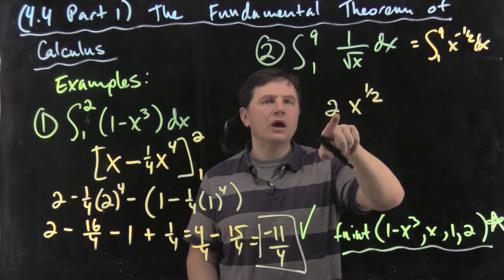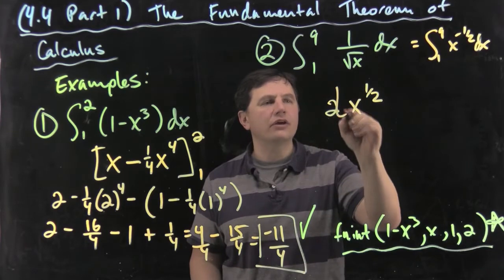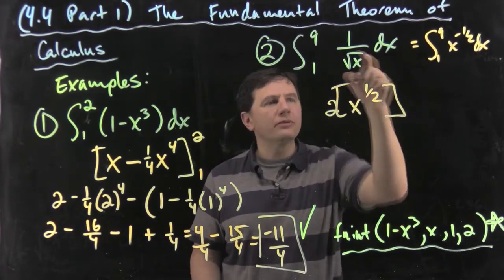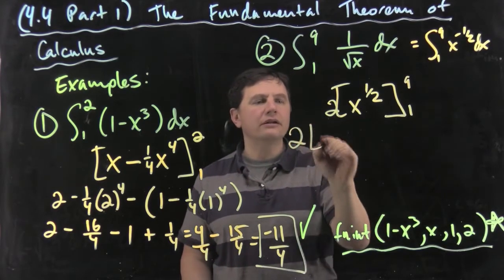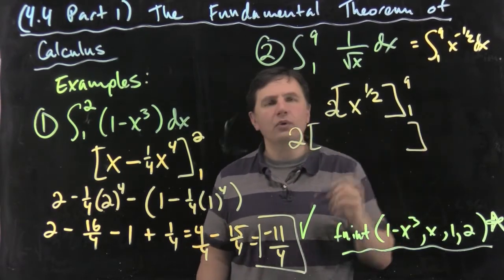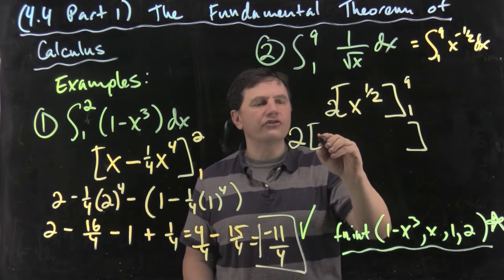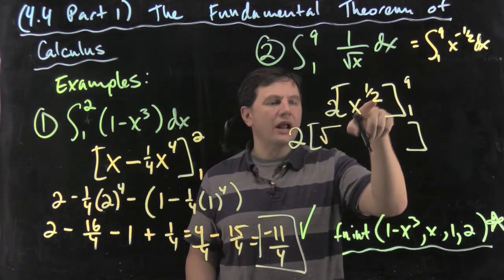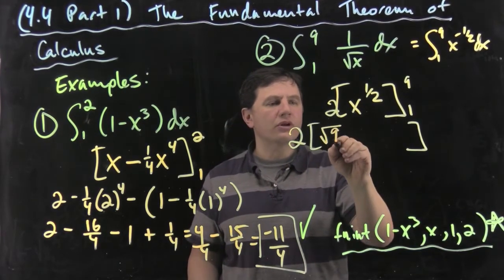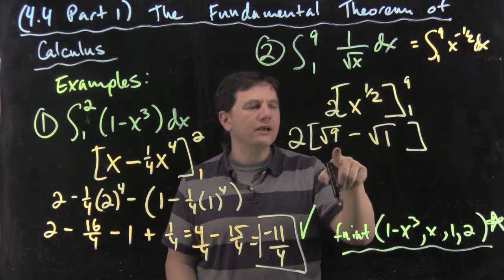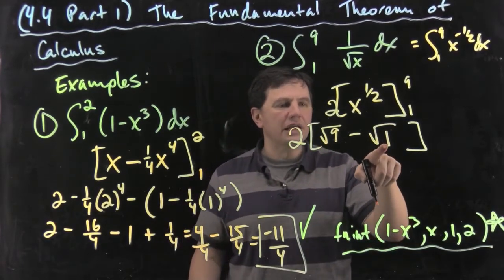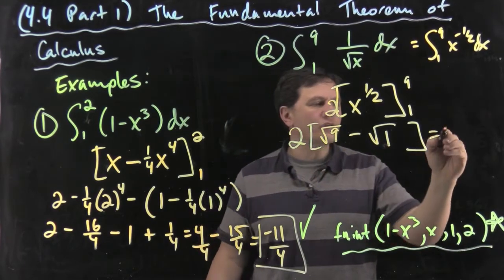Now, one thing about these, I can keep any constant out front, which will make life maybe a little bit easier. This one is not a big deal. But if we keep that constant out front, then we can distribute when we're done. So we plug 9 in first. That would be x to the 1/2, which means square root. So square root of 9 minus square root of 1. Square root of 9 is 3, minus square root of 1 is 1, so 2 times 2 is equal to 4.